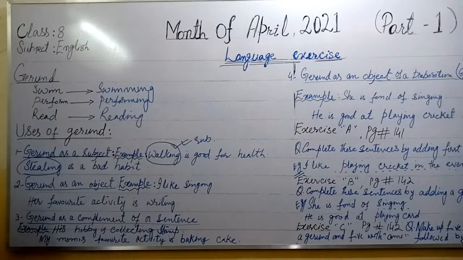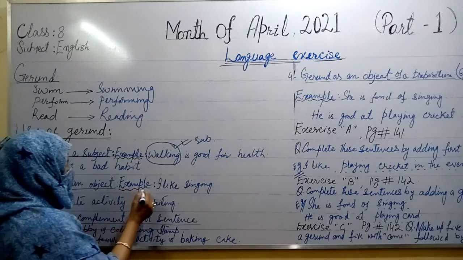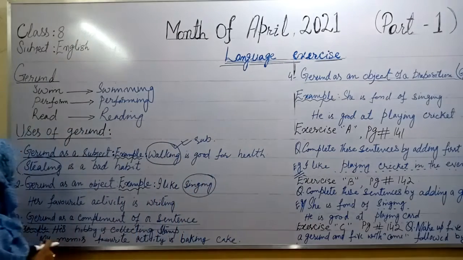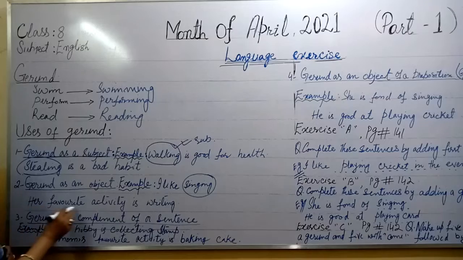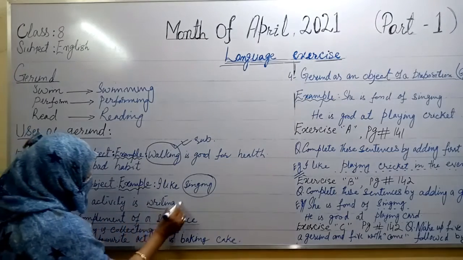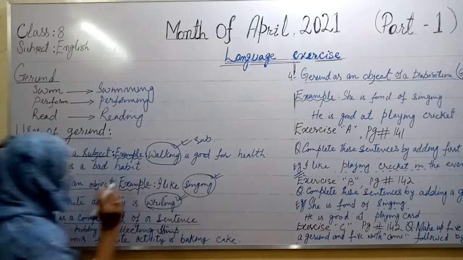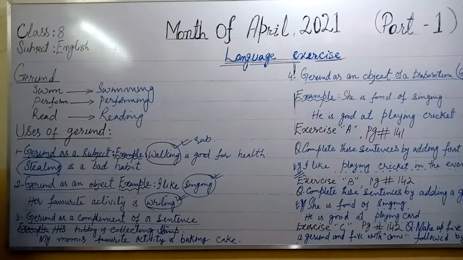Now, let's see the next, gerund as an object. Look at this example. I like singing. Next example, her favorite activity is writing. So these are gerund, which is used here as an object.